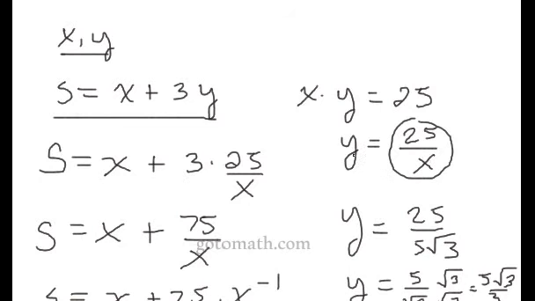We solved for either x or y. It doesn't matter which one. You can solve for x in this problem, or solve for y. This could be x is equal to 25 over y. It's all going to work out the same in the end.